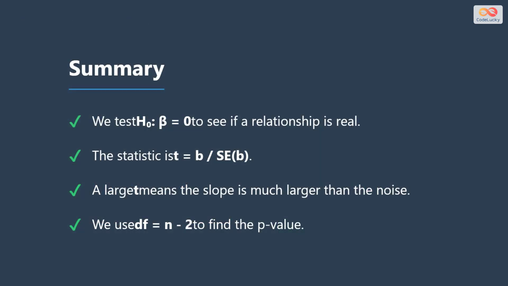In summary, testing the slope is essential for validating regression models. We test if the true slope beta is 0 using the t-statistic, which compares the sample slope to its standard error. A large t-value gives us confidence that the relationship we see in our data is real and not just a product of random chance.